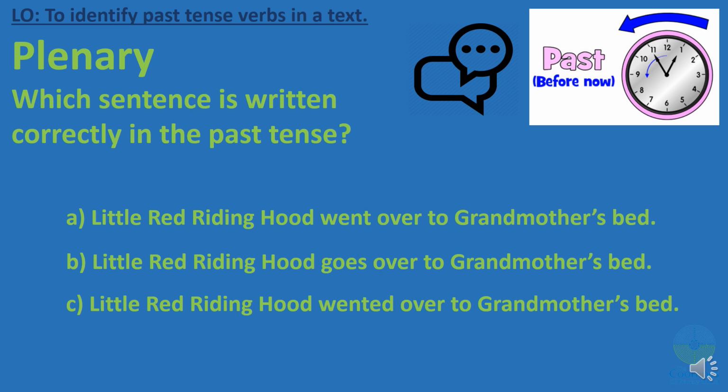Let's see how much of the lesson you have remembered as part of our plenary. So your question is, which sentence is written correctly in the past tense? Is it A, Little Red Riding Hood went over to grandmother's bed? Is it B, Little Red Riding Hood goes over to grandmother's bed? Or is it C, Little Red Riding Hood wented over to grandmother's bed? Pause the video, make sure you discuss the answer before you see it on the next page.